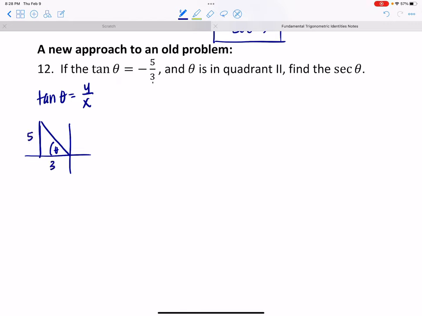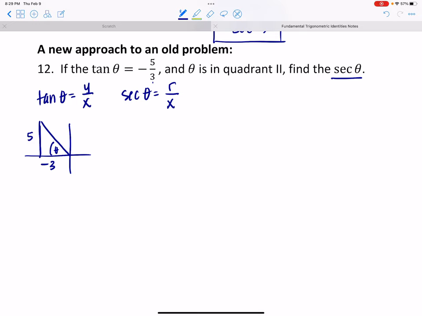And the reason it's negative is because we're in quadrant 2, so that negative applies to that 3. But if we want to find the secant of an angle, it is the reciprocal of cosine. Remember, in terms of the ratios, cosine was x over r, so the reciprocal here would be r over x. Well, I know the x value is negative 3, but I don't have the r value. That's okay, I know how to find it.